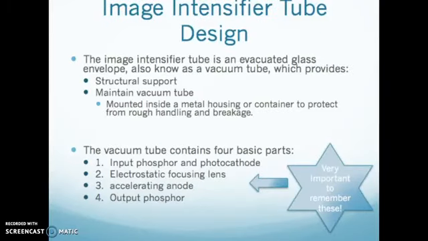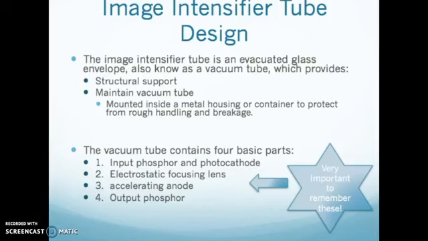So when we look at the image intensifier design, it is an evacuated glass tube or envelope. It provides structural support for the objects inside of it, which we'll be talking about, and the glass tube maintains the vacuum, and it's mounted inside of a metal housing or container to protect it from rough handling or breakage of the tube. So very important for you to remember these next four things.